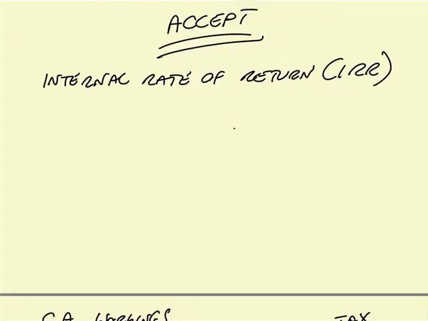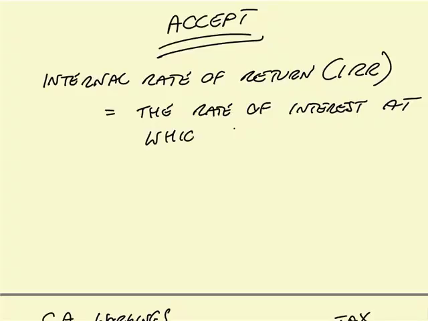Can somebody tell me, please, in words, what do we mean by the internal rate of return? There's only one definition of it. It's the rate of interest at which the net present value is 0. In that sense, it is break even.